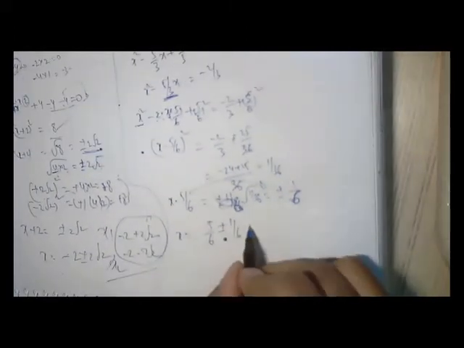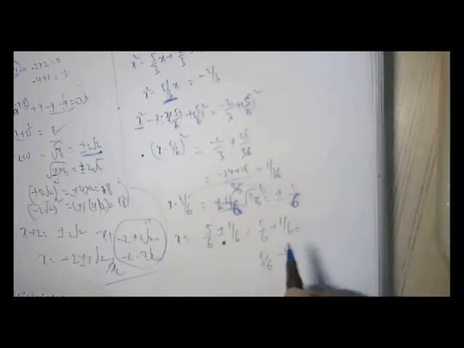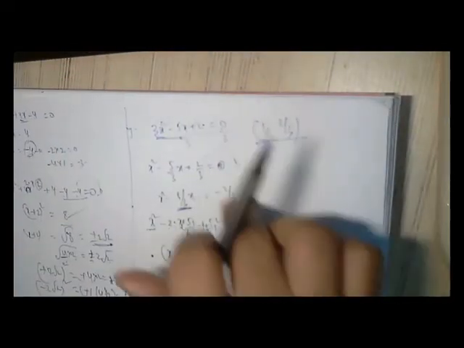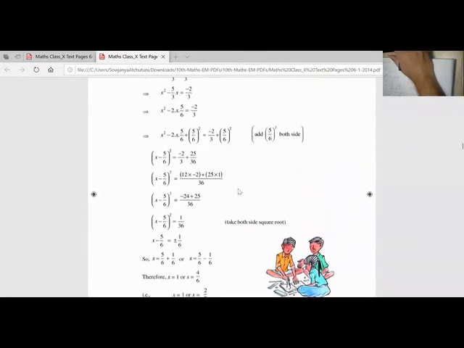So this 5 by 6 comes here. So x is equal to 5 by 6 plus or minus 1 by 6. One root is 5 by 6 plus 1 by 6, and the other root is 5 by 6 minus 1 by 6. 5 by 6 plus 1 by 6 is 6 by 6, that is 1. 5 by 6 minus 1 by 6 is 4 by 6, that is 2 by 3. So the solution of this equation is 1 and 2 by 3. This is called the squaring method. We got the same thing here: 1 or 2 by 3. Okay, so now let us generalize this approach.